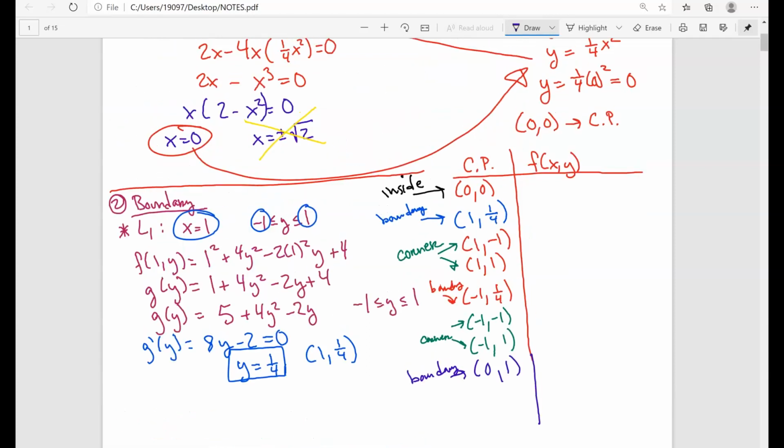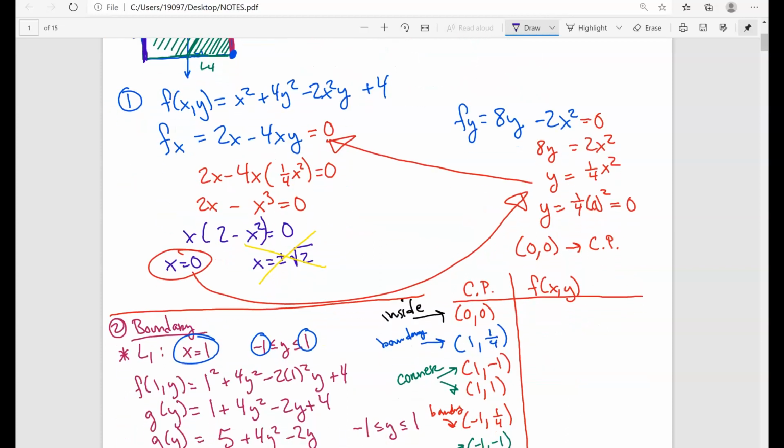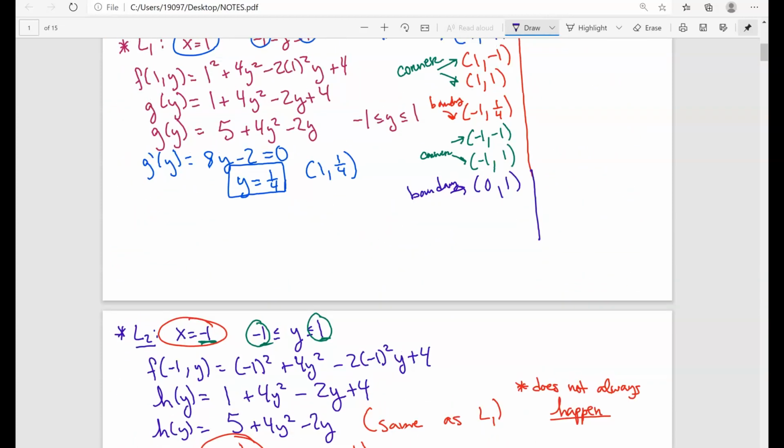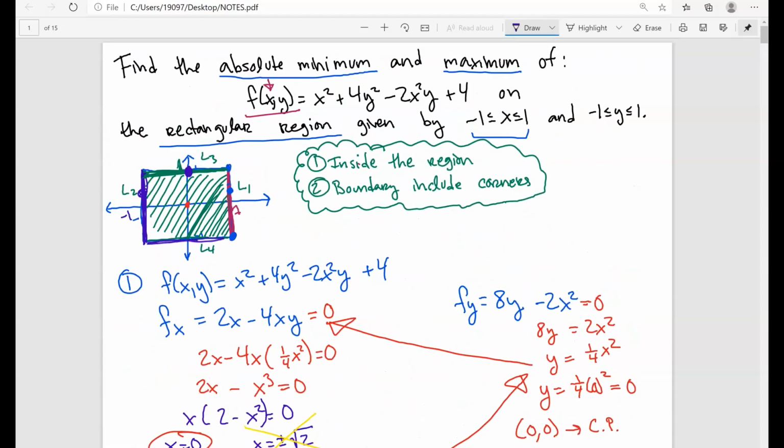So we got 1 right there. Oh, and I forgot the other one. The other one was over here. Okay, so we got a couple of them. And then finally, we are at the last one. The last one will be L4, and L4 happens at y equals -1.